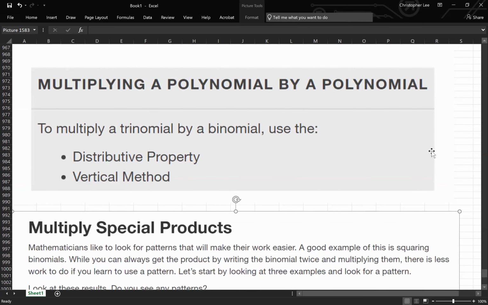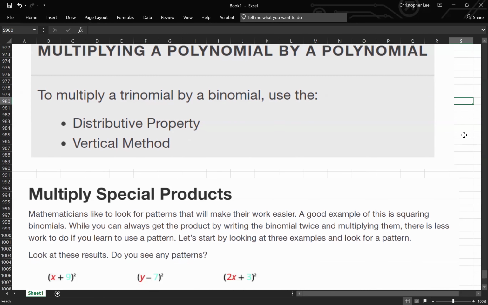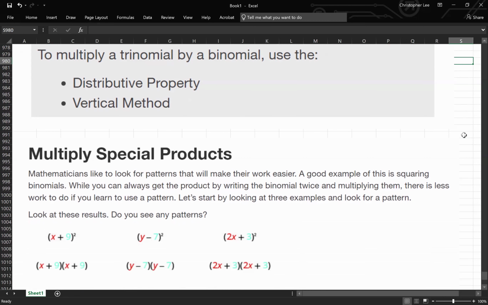So next, we want to talk about multiplying special products. Mathematicians like to look for patterns that will make the work easier. A good example of this is squaring a binomial. You can always get the product by writing the binomial twice and multiplying them, but there is less work to do if you learn to use the pattern. So let's start by looking at three examples and look for a pattern.